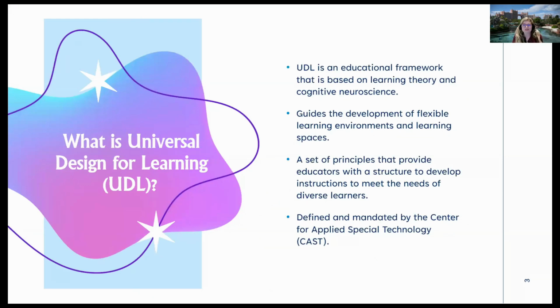All right, so what is UDL in the first place? It's an educational framework that combines learning theory and cognitive neuroscience. Understanding how the brain learns was essential to developing this framework. UDL can work to provide flexible learning environments and spaces. The current UDL 2.2, we're now in 3.0, if you can believe that, is described as a set of principles to provide educators with a structure to develop instruction that meets the needs of diverse learners. And the UDL framework is defined and mandated by the Center for Applied Special Technology, CAST.